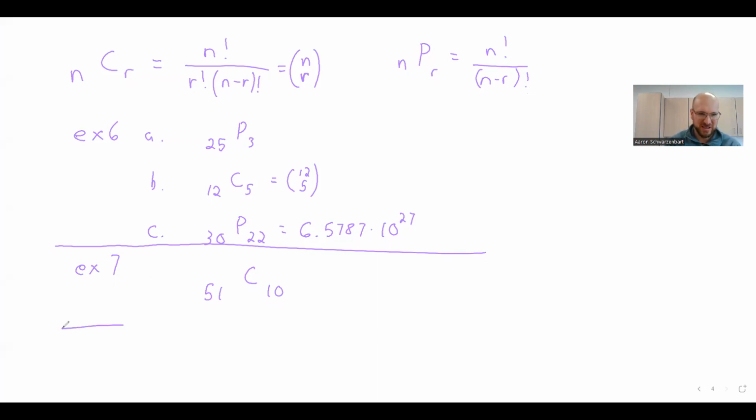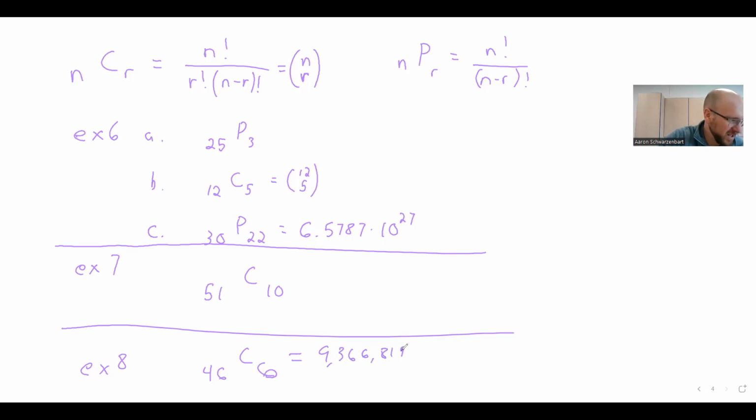So this is example 8. Order does not matter, it said. That means combination. There's 46 numbers. You're choosing 6. 46 choose 6 is equal to 9,366,819 different tickets. There's probably one winning combination among those. Hint, probably not worth playing the lottery. It doesn't often pay off. There's too many possibilities.